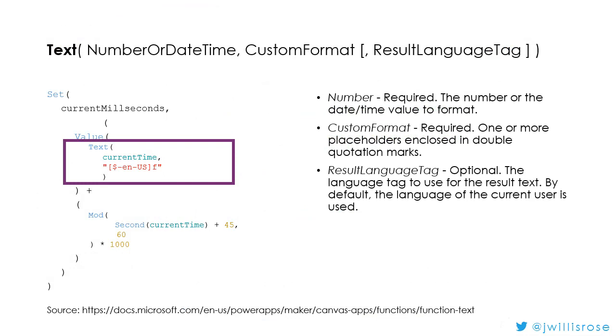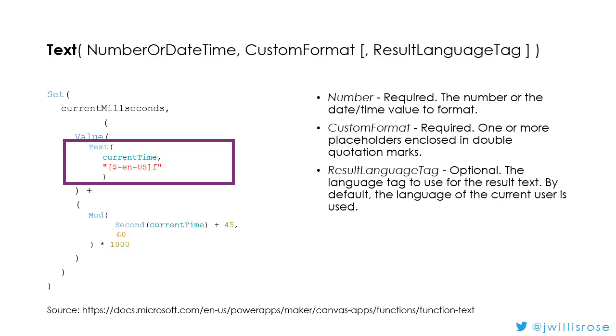First is the text function, which in this case extracts the f, or fractions of time, from current time. Note that PowerApps combines the language tag and custom format into one parameter after I saved the app. This is only half the job, however, because this is only going to return the current milliseconds between each second. So we need to take it one step further.